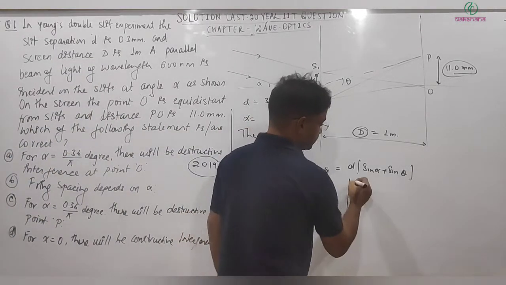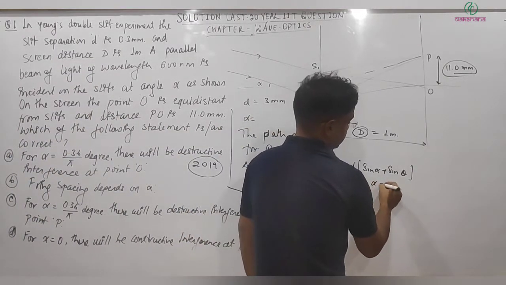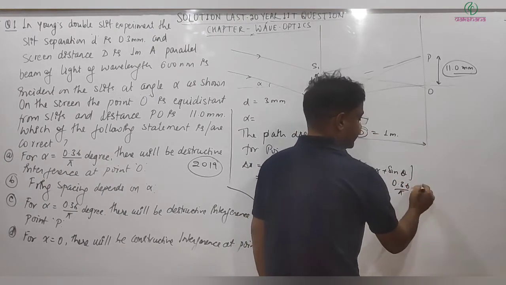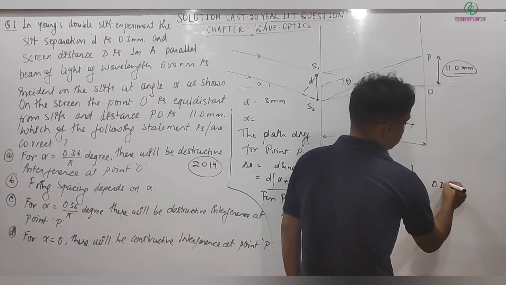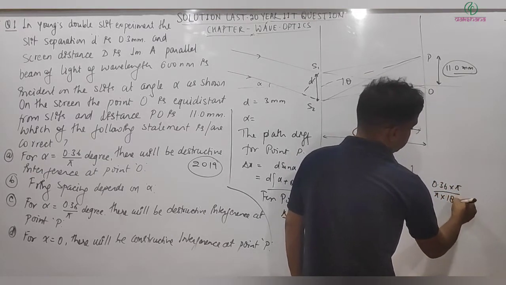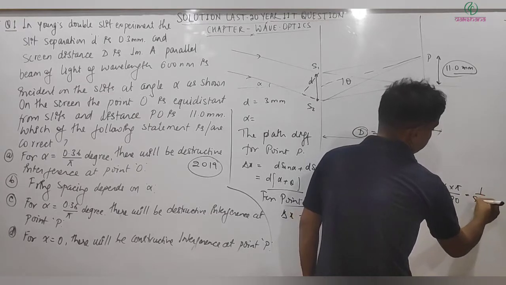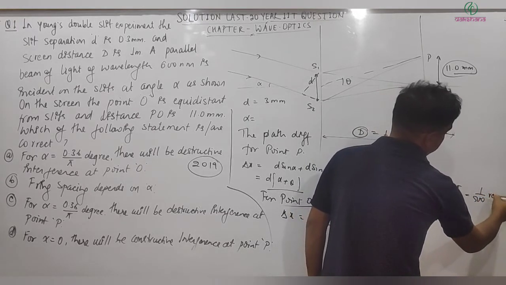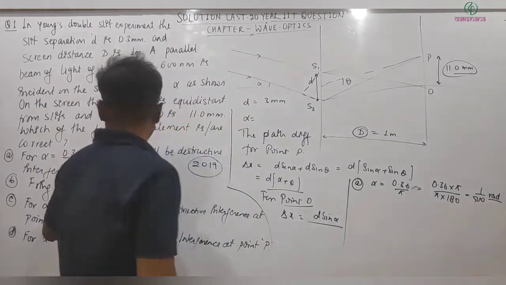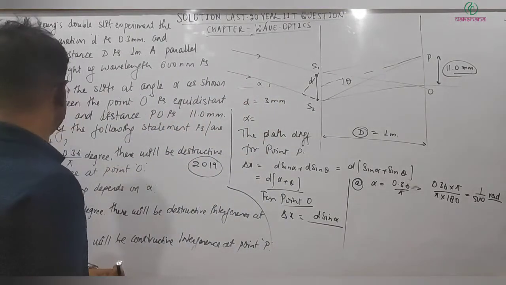So option A, alpha is 0.36 by pi degree, and that is equal to 0.36 multiplied by pi divided by pi multiplied by 180 degree. That comes out to be 1 by 500 radian. So this is the angle. Now, there will be destructive interference at point O.